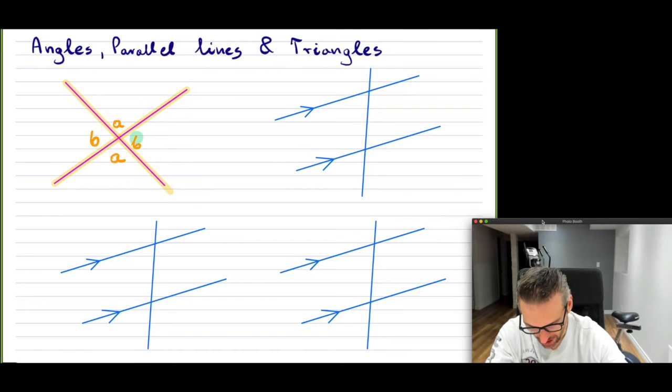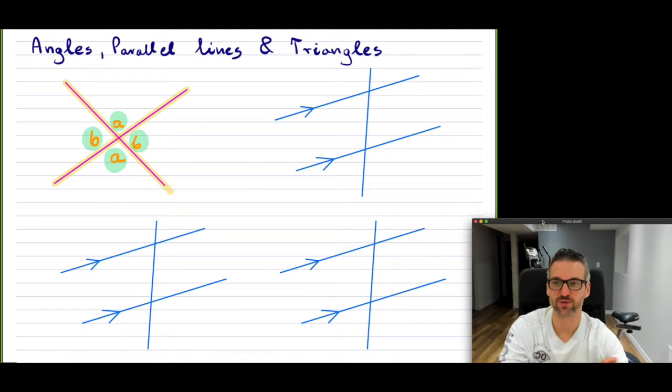So these opposite angles, this one and this one, are always the same when you cross, and this one is going to be the same as well. That's the first thing that you should remember. Those angles are identical.